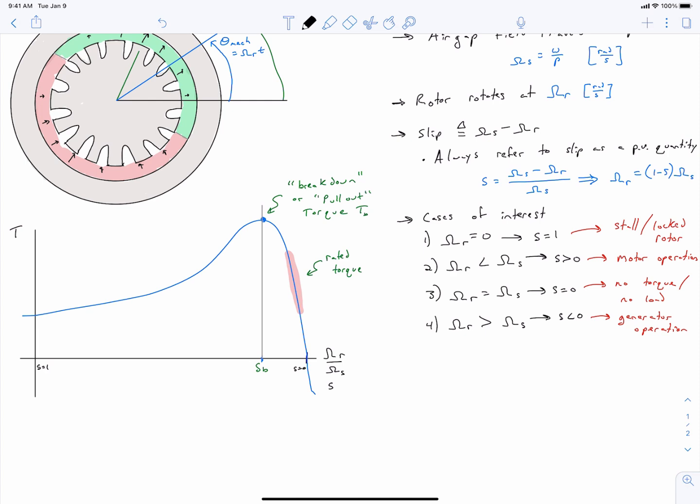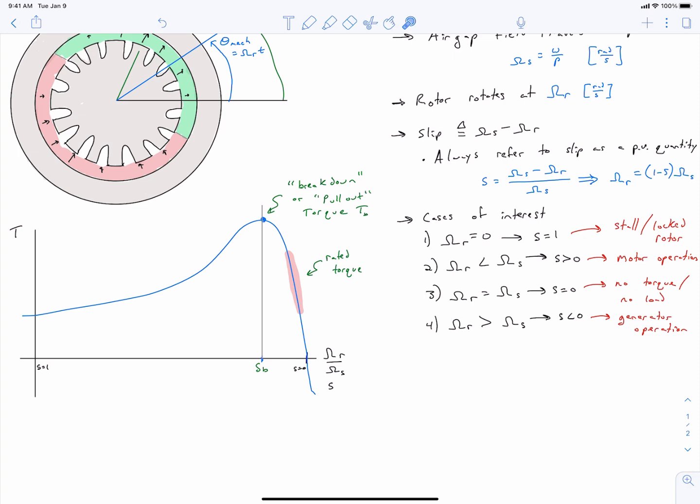So that is the case with a line-fed machine. With an induction machine that's operated by a motor drive, you have the same situation, but now you have more controls at your disposal. You're able to actually modify both the voltage magnitude of the stator voltage and the frequency of it. And so while you still have this kind of torque speed characteristic, you're able to move things around a little bit to operate the machine in a more favorable circumstance. You might be more comfortable operating closer to your pull-out torque.